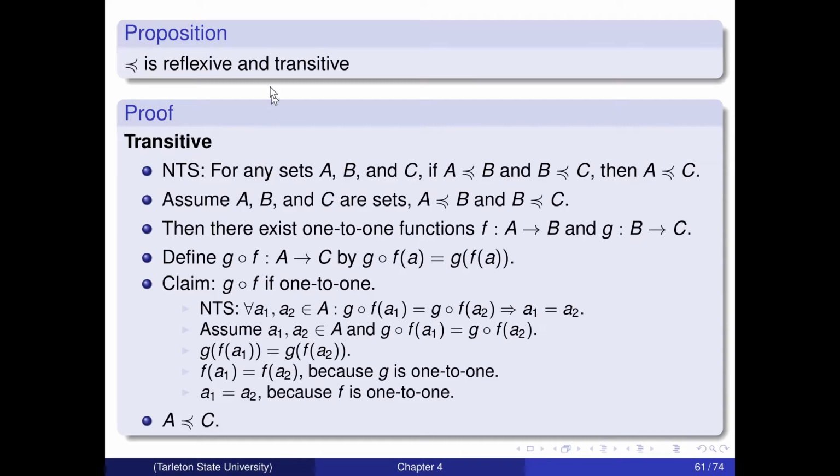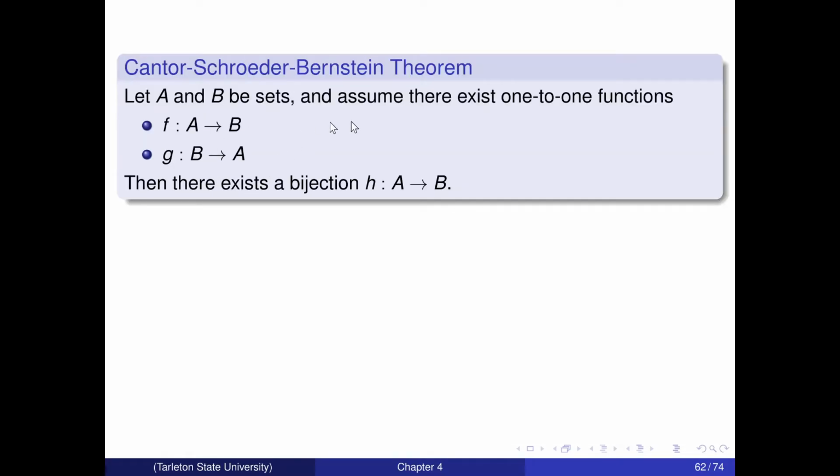So with that in mind, we said here that this relation is reflexive and transitive, and it's not antisymmetric, but there's something kind of like an antisymmetric property that we can have, and that's what this slide is going to tell us about. Now, this is the Cantor-Schroeder-Bernstein theorem. This is a very deep theorem that is quite difficult to prove, and we're not going to get into the proof of this today, but I would encourage you to look into this. This says that if A and B are sets, and if there exists a one-to-one function f from A to B, and a one-to-one function g from B to A, then it turns out there must be a bijection h from A to B.